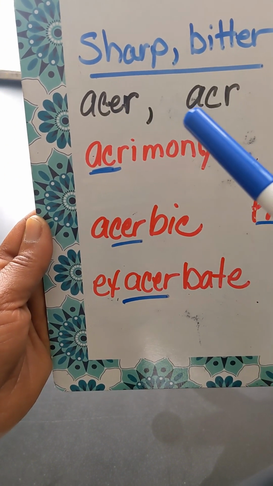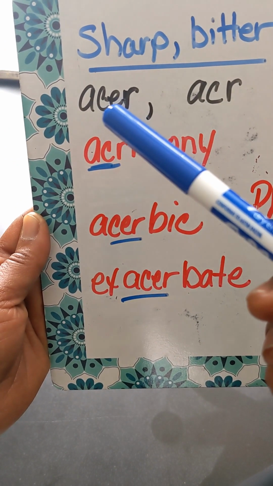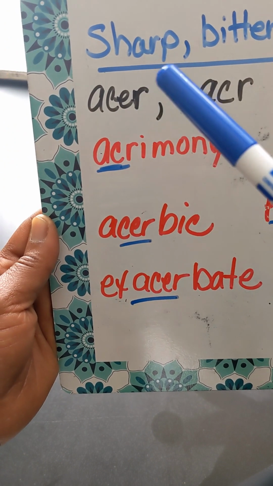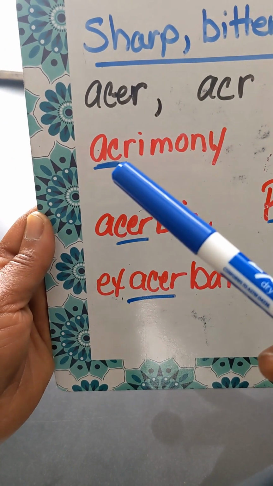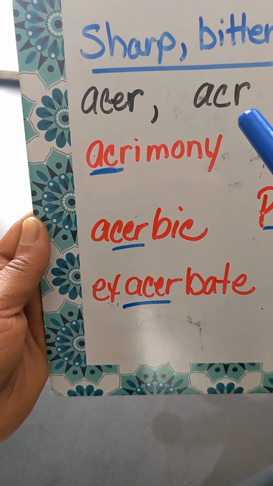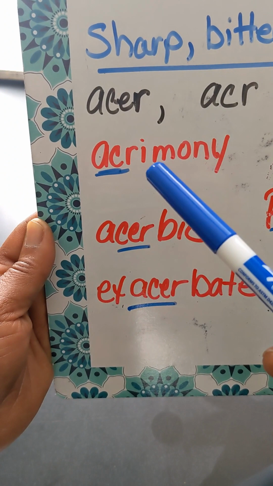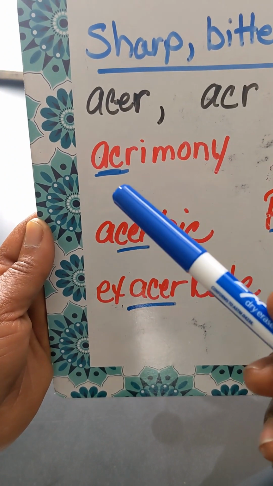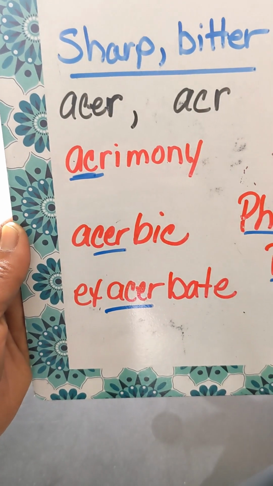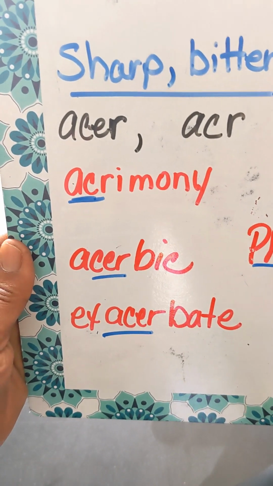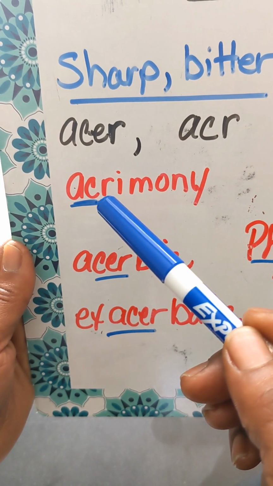Both of these come from Latin, which means sharp and bitter. You know we don't use acer every day to describe sharp and bitter, but it's still a root word. Same with ACR. So here you have an ACR word, acrimony. Acrimony means a chaotic, sharp, and bitter situation. So there's your ACR. There's your root word.